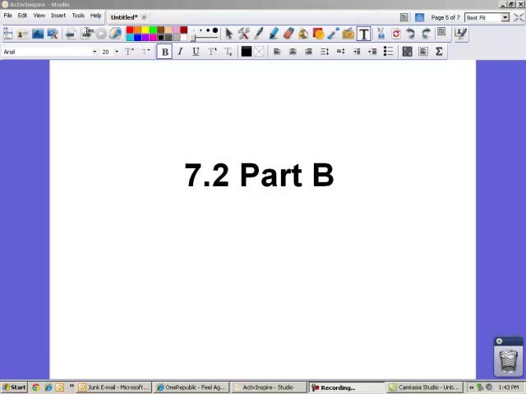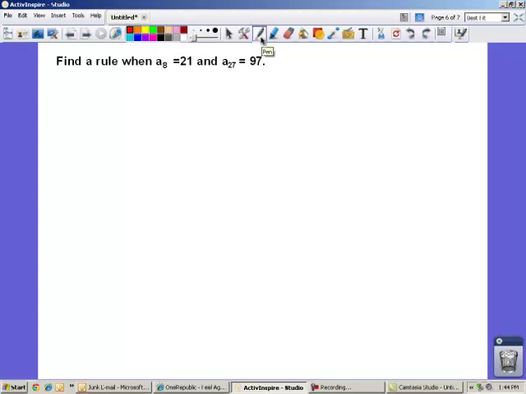7.2, Part B. We're going to find a rule when we're given two terms. And we're going to use this rule that you've already been given in section 1.